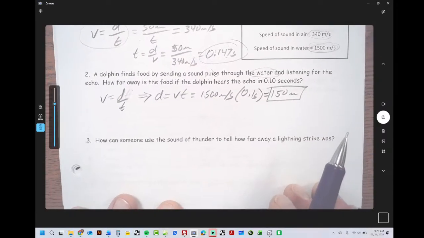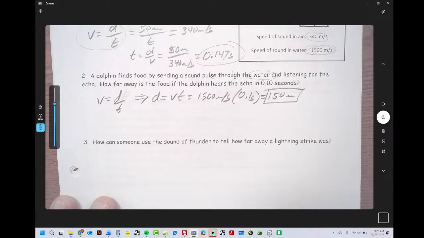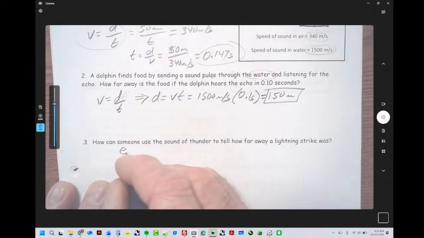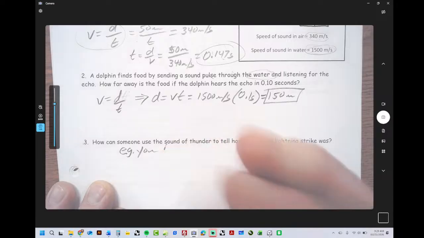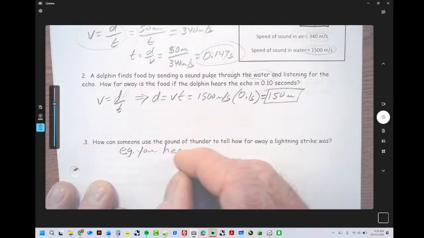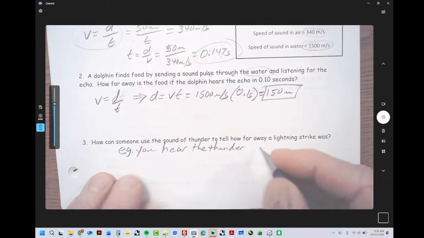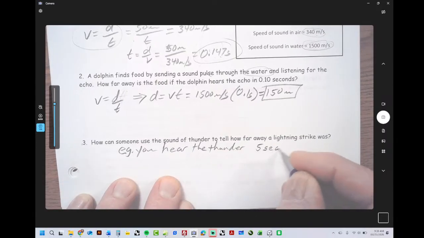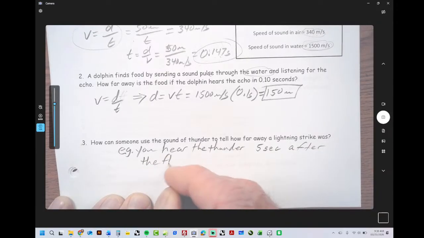All right. Number 3, think about this for a little while. I want to give you a specific example. Let's say, for example, you hear the thunder 5 seconds after the flash.